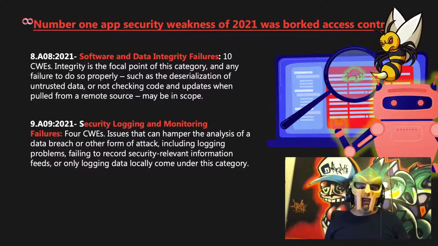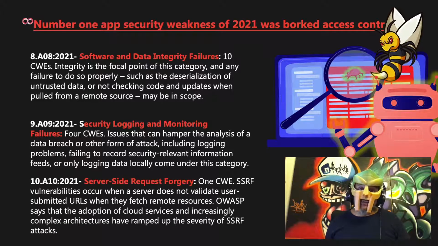Number 9, security logging and monitoring failures. 4 CWEs were found in this category, issues that can hamper the analysis of a data breach or other form of attack, including logging problems, failing to record security relevant information feeds, or only logging data locally would fall under this category. Finally, number 10, server-side request forgery with 1 CWE.